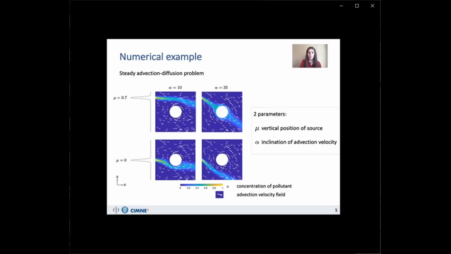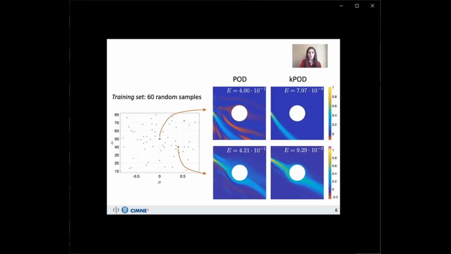We plot here the concentration of pollutant for two different inclinations alpha and for different positions of the source of pollutant. As a training set, we take the solutions corresponding to these 60 randomly distributed samples in the parametric space, and for the two orange stars, which are not in the training set, we plot the solutions to the problem obtained with POD on the left and with KPOD on the right.